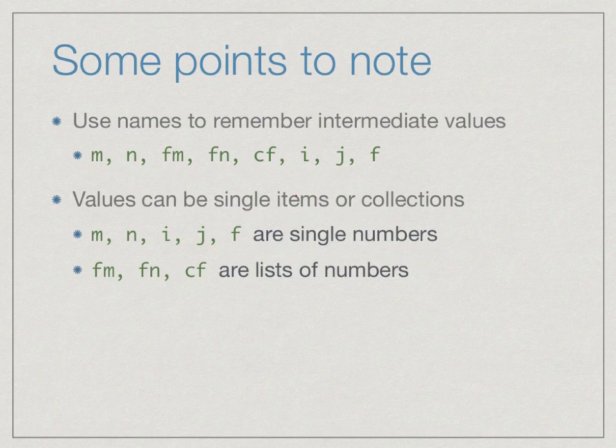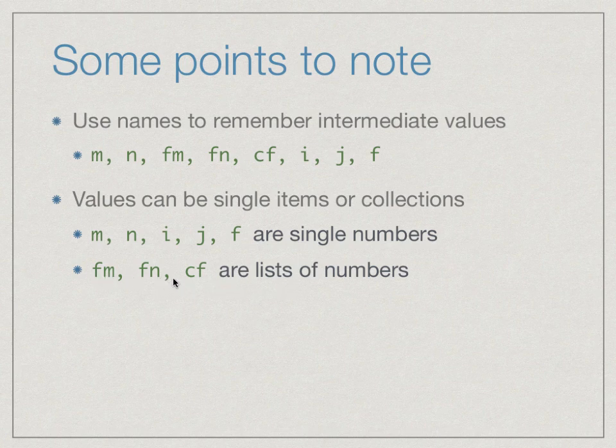The second point to note is that a value can be a single item. For example, m, n are numbers. Similarly, i, j, and f at each step are numbers. So these could be single values, or they could be collections. So there are lists. Right? So fm is a list, fn is a list.